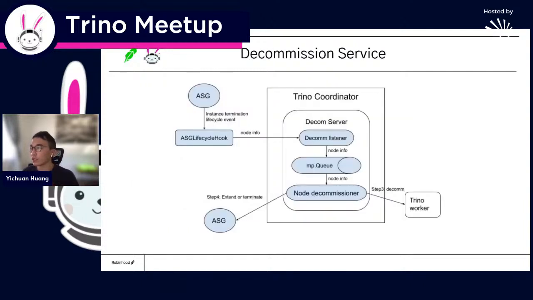So this is a simple graph showing how this decommission service works. The ASG triggers a lifecycle event, the hook captures it and sends it to the decommission service, which is running on the coordinator, as a single service. Whenever it receives that, it sends a signal to the worker to trigger a graceful shutdown. And in the meantime, it keeps communicating with ASG to either extend or terminate the instance.